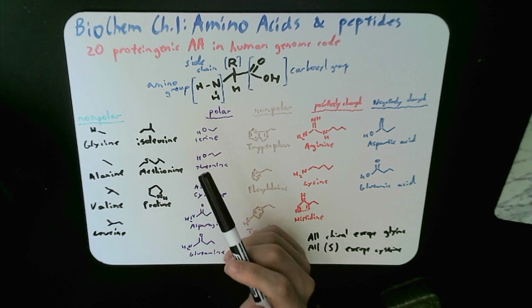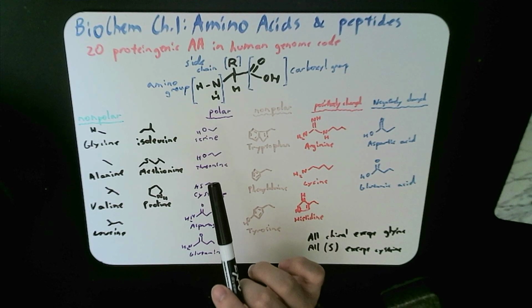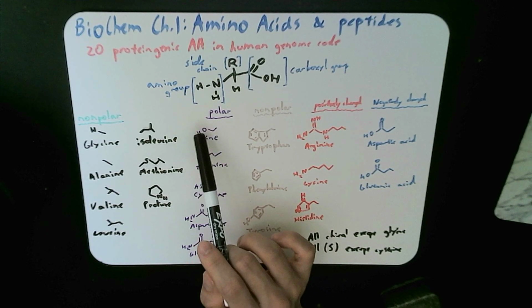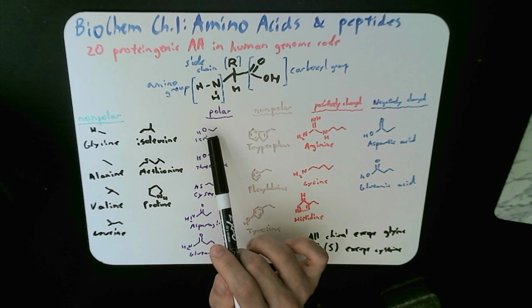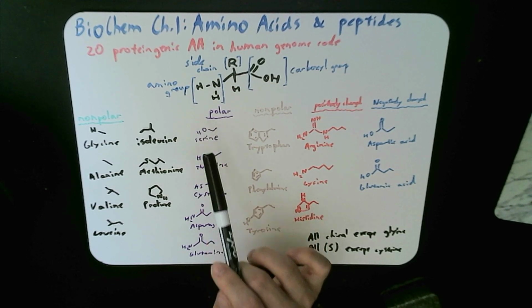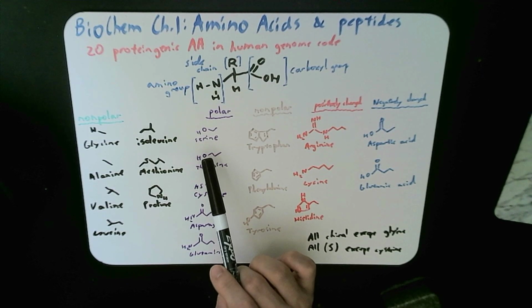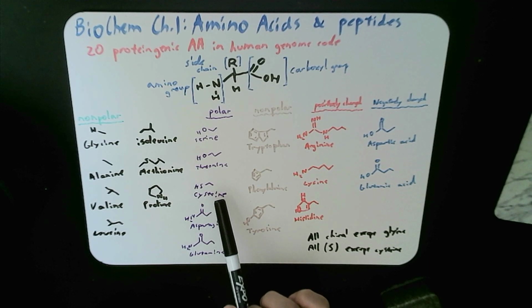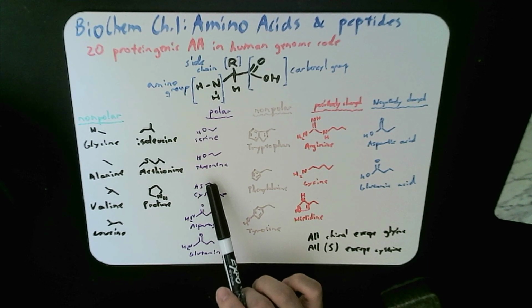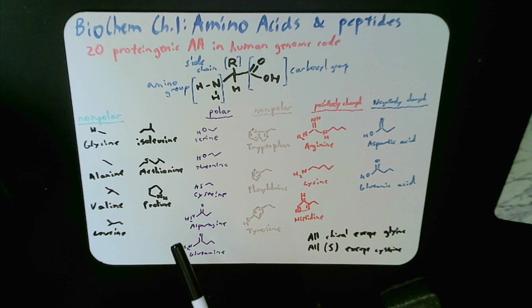Polar groups, we have serine as a start. It has an OH, the hydroxyl group at the very end, in addition to a C carbon atom bonded to it. Threonine is similar, but with 1 additional carbon attached to it. Cysteine, very similar as well. However, it has an SH at the very end instead of the O for serine.